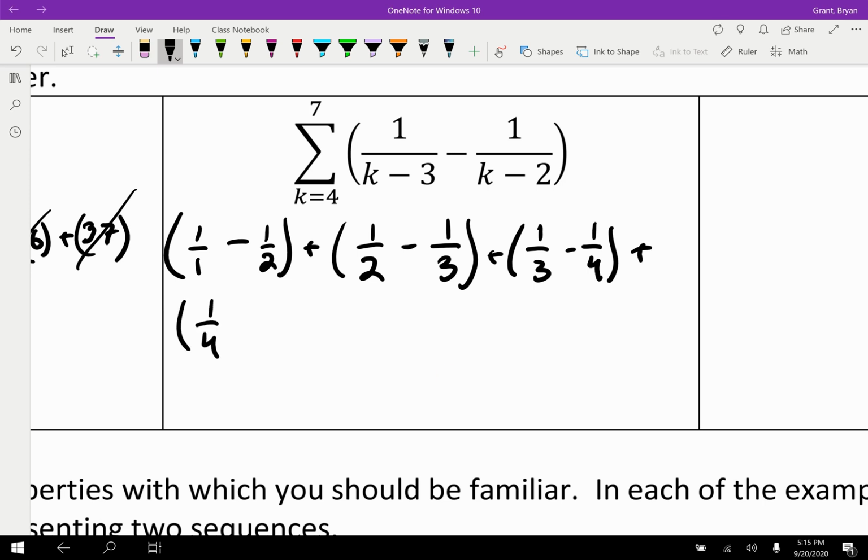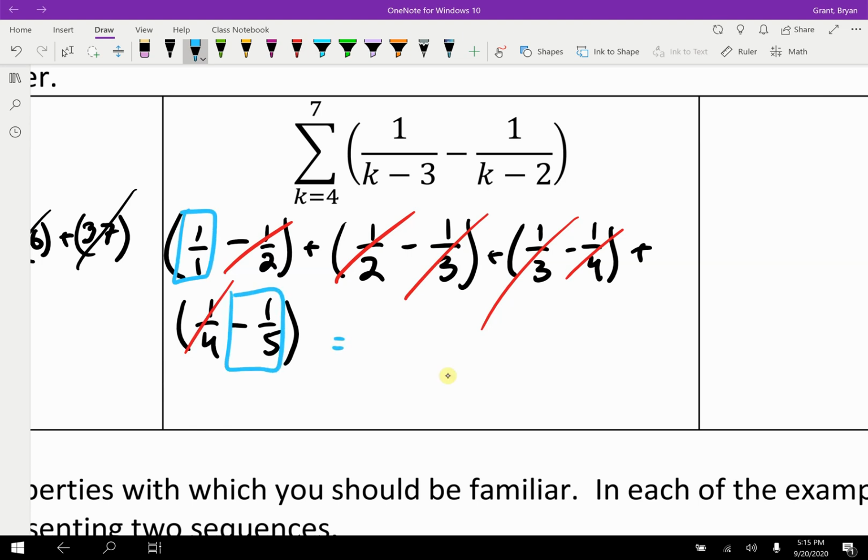That's 1/4 minus 1/5. Now this may look daunting because of all the fractions, but take a look at what cancels. Negative 1/2 will undo the positive 1/2. Thirds are gone, the fourths are gone. This just becomes 1 whole minus 1/5. I think this is just going to be 4/5.